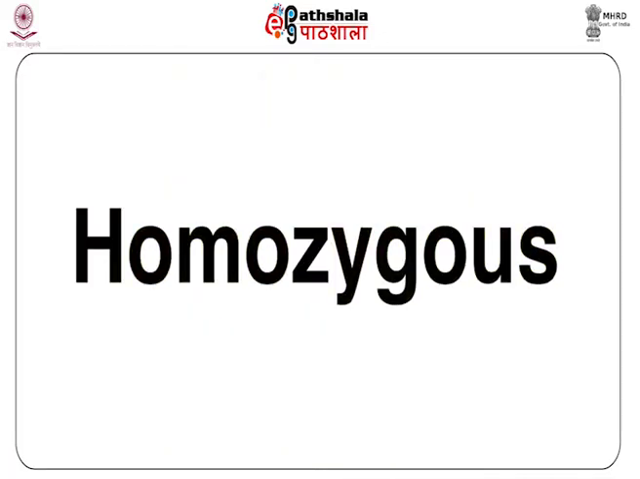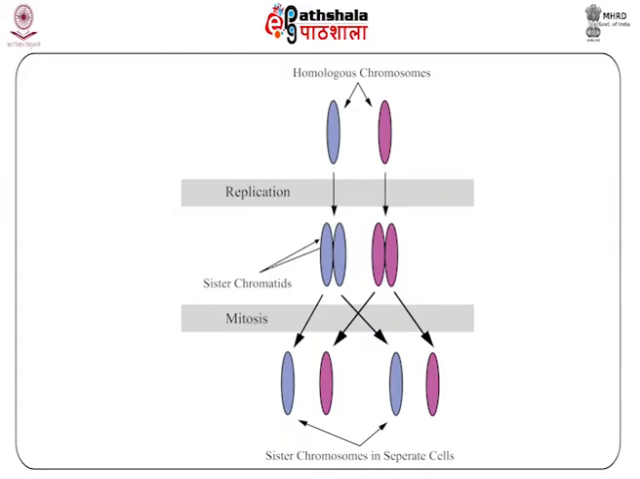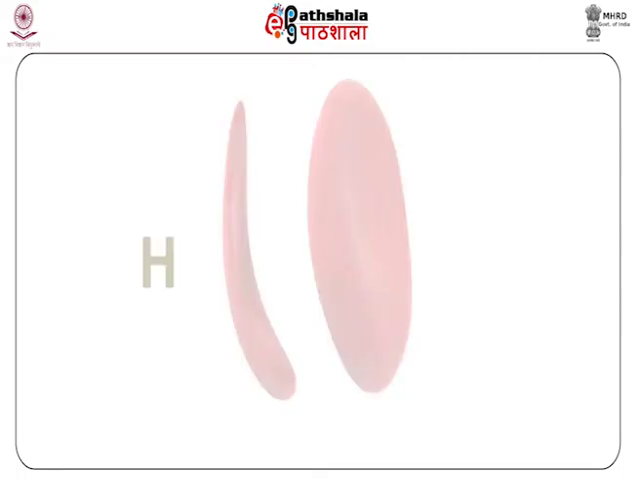Now, moving on to homozygous. Bateson and Saunders coined this term in 1902. When both the alleles in the homologous chromosomes are the same, whether dominant or recessive, then an organism is said to be homozygous for that particular trait. In human beings, sickle cell anemia is a recessive trait.